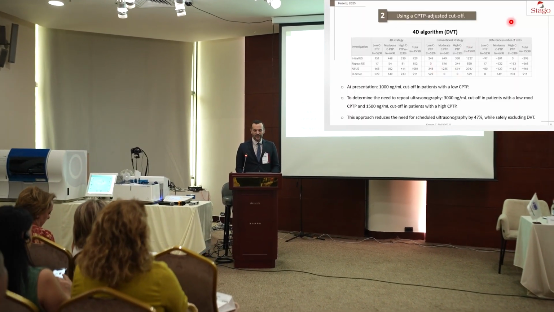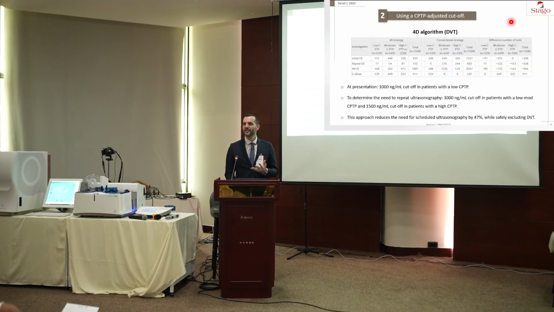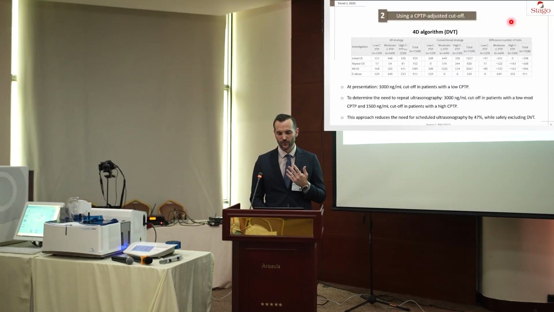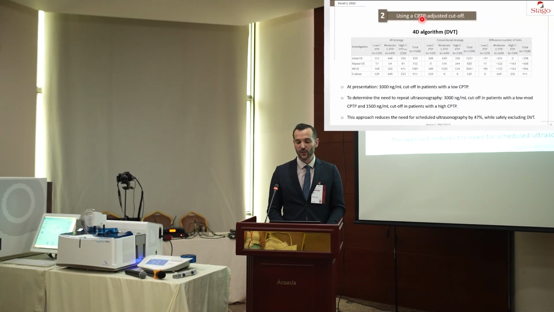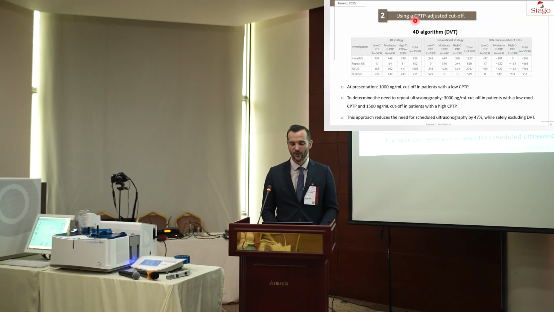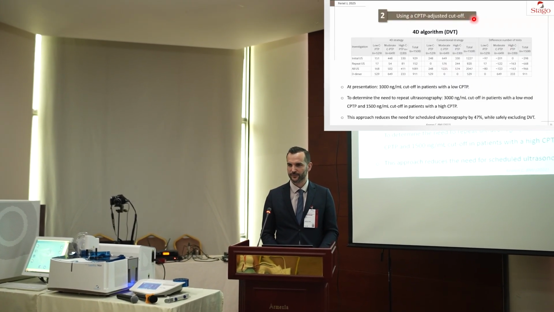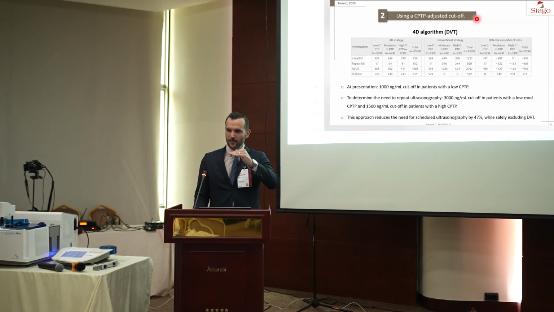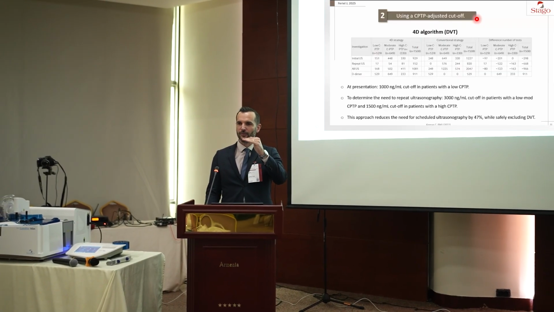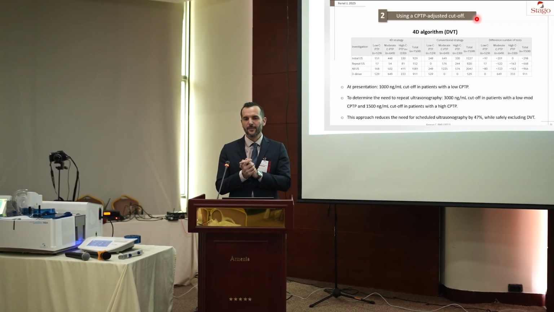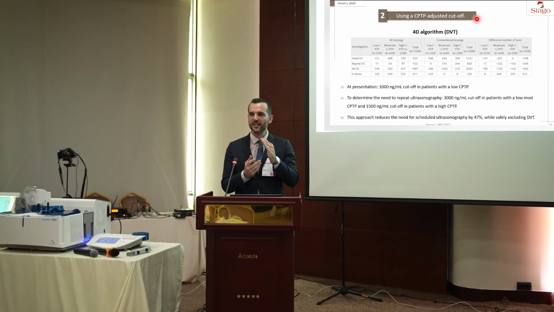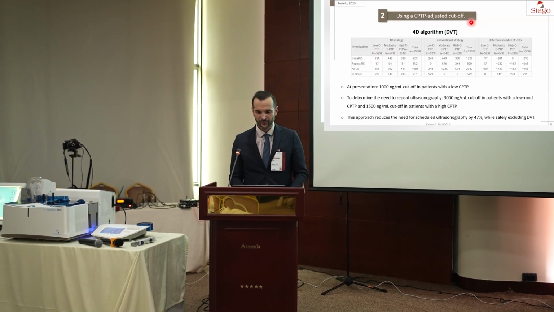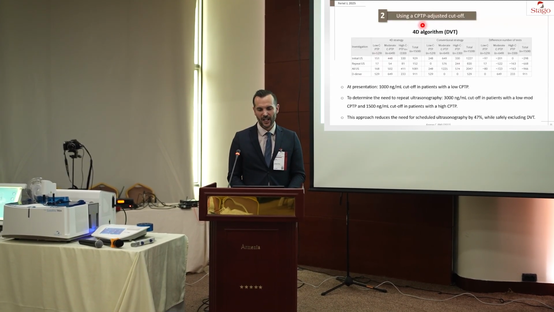The second approach that you can use to increase the specificity while keeping a negative predictive value close to 100% is to use a clinical pretest probability adjusted cutoff, which means that instead of using, for example, the 500 nanogram per milliliter cutoff, you will use a different cutoff depending on the prevalence of VTE in the specific group of patients that you analyze. For this approach, I have two examples.